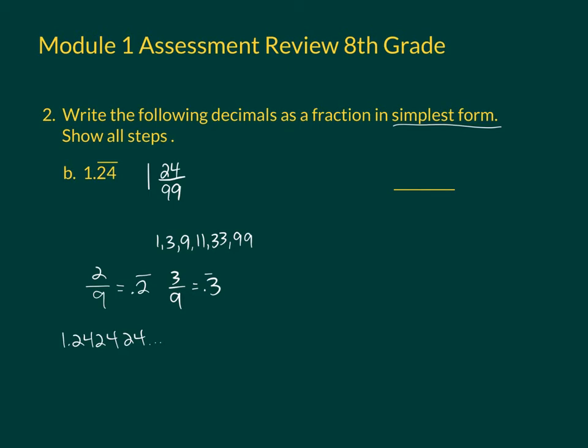3 goes into 99, obviously, and it goes into 24. So we are going to be able to reduce 24 over 99 by dividing by 3. So we're getting an equivalent fraction. And 24 divided by 3 is 8. And then 99 divided by 3 is 33. And then 8/33, there is no common factors between 8 and 33, so that's going to be in simplest form. So our final answer, don't forget the 1, is 1 and 8/33. And that's it for part B.